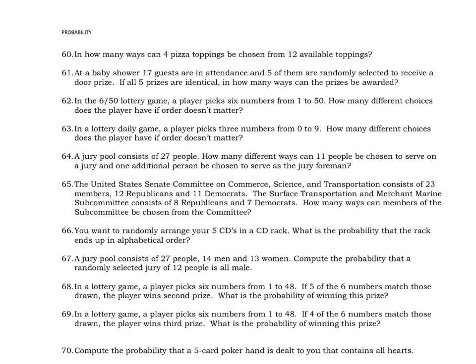Probability practice exercises 60 through 63. Number 60. In how many ways can 4 pizza toppings be chosen from 12 available toppings?